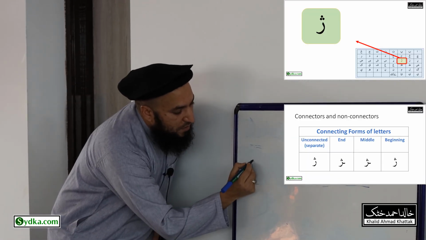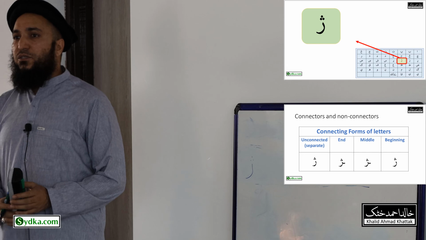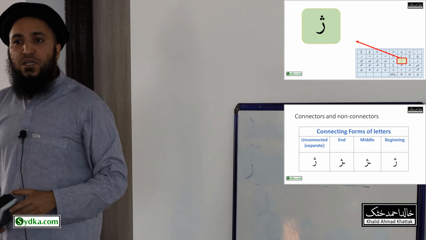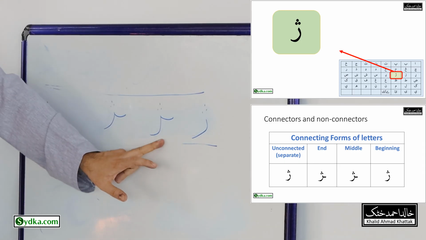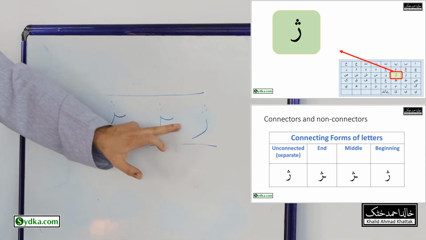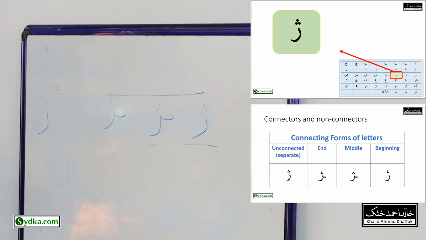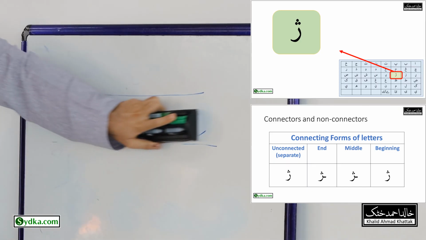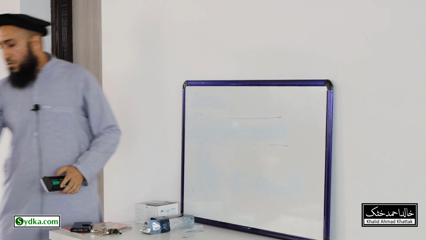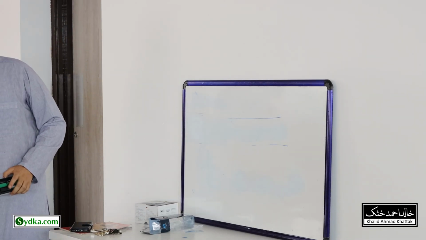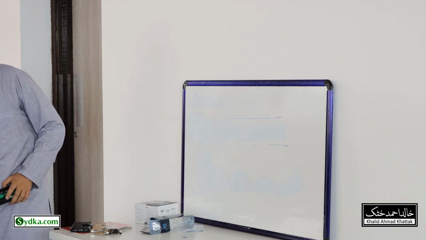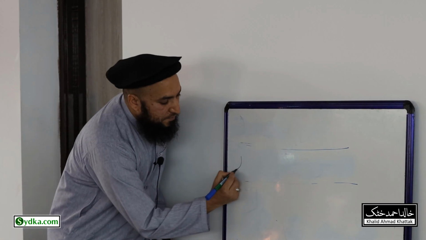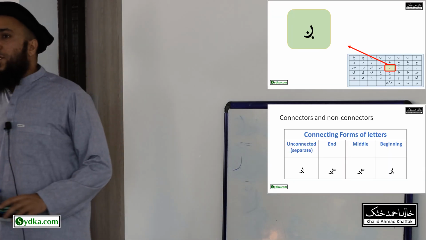Who can pronounce this? Ray with three dots. Three dots. No. So here we can see it's a non-connector because you can connect something before it, but not after it. If you see here the middle, if it comes in the middle, that sign indicates the connectingness or non-connectingness. Okay. Next one. Who can pronounce this?